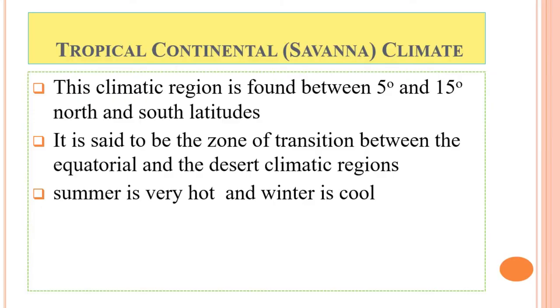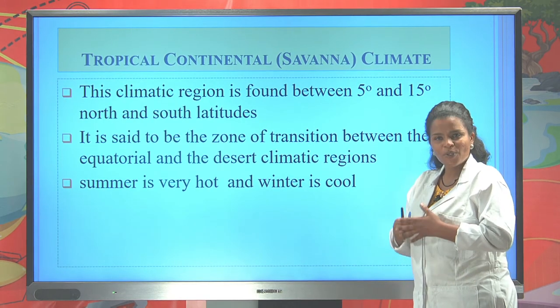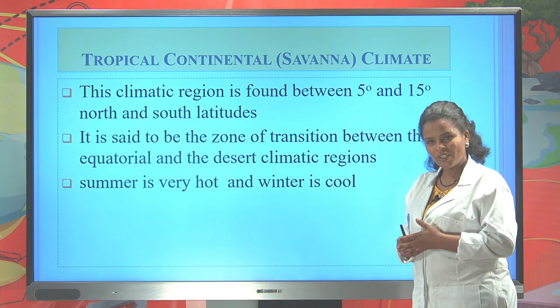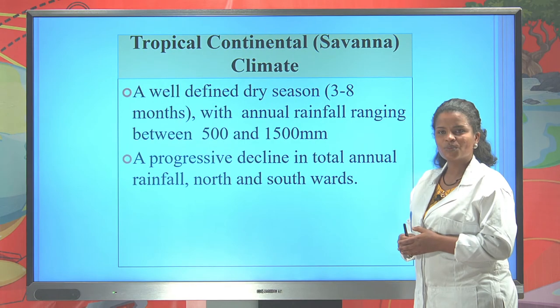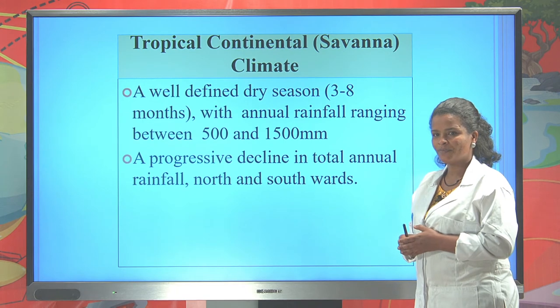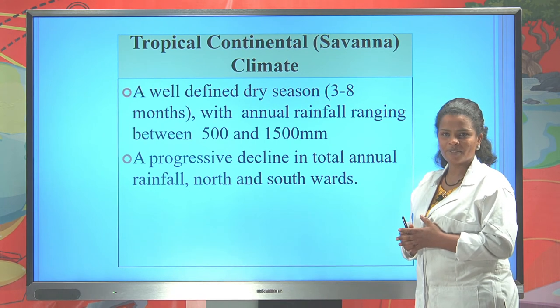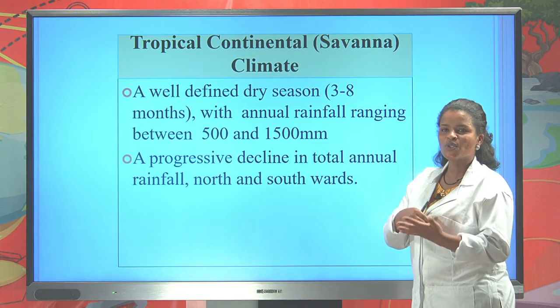Let us see the second climatic region of Africa. It is tropical continental or savanna climate. It is said to be the zone of transition because it is found between the equatorial climatic region and the desert. For this region, summer is very hot and winter is cool. The total amount of rainfall is between 500 up to 1,500 millimeters. For 3 to 8 months, the region has dry climate. And also temperature and rainfall decline from north to southward.